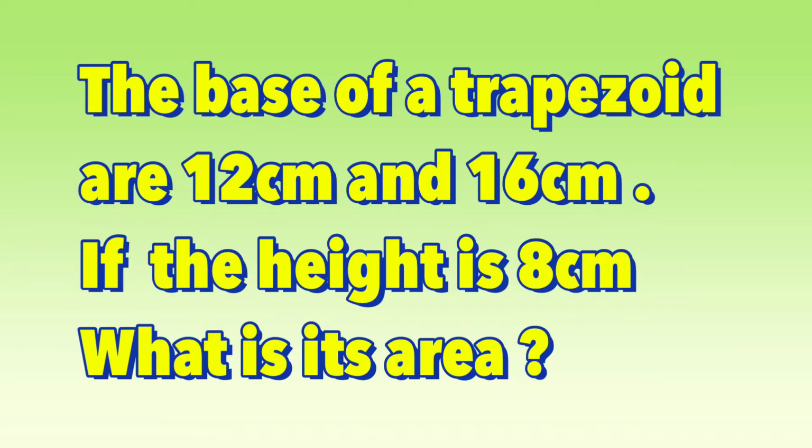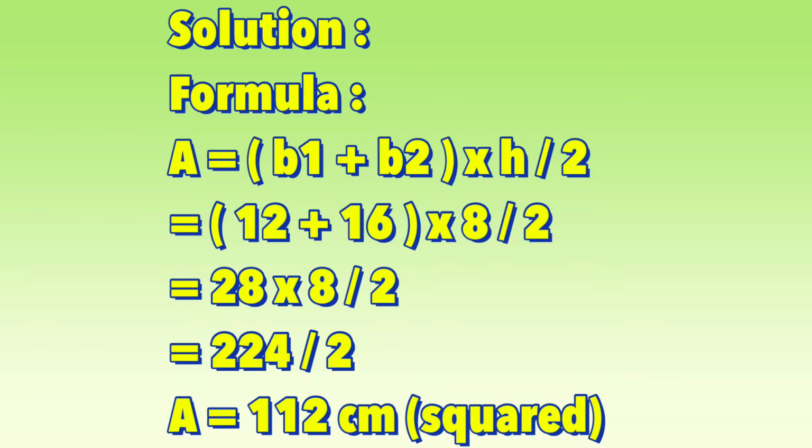Okay, our next problem. Number 2: the bases of a trapezoid are 12 centimeter and 16 centimeter. If the height is 8 centimeter, what is the area? Okay, since it's asking for the area of a trapezoid, we have to remember the formula. So the area equals base sub 1 plus base sub 2 times the height over 2.